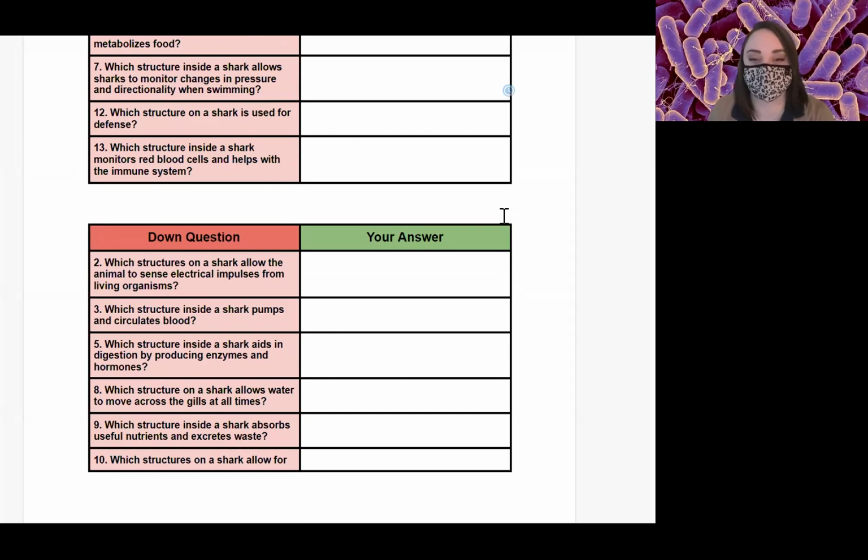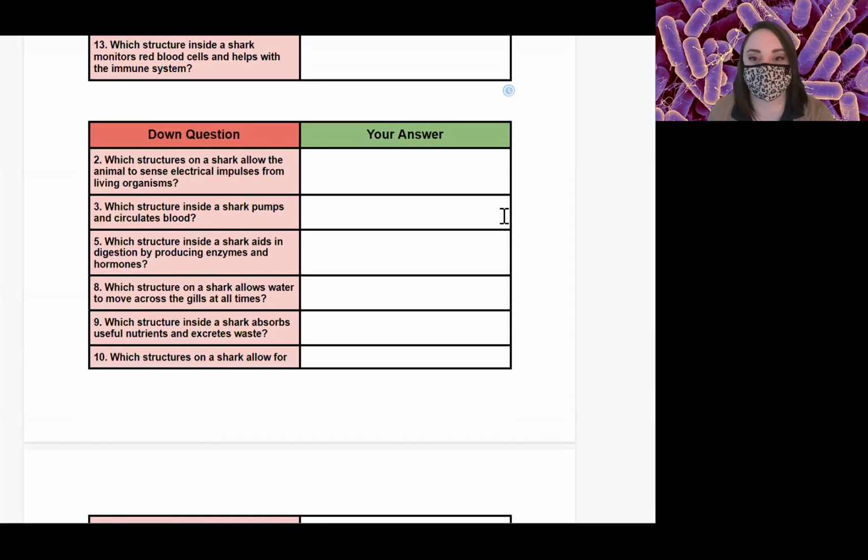All right, now we're gonna look at the down portion. So two down, which structures on a shark allow the animal to sense electrical impulses from living organisms? Good, the ampulla of Lorenzini. Three down, which structure inside a shark pumps and circulates blood? The heart. 5 down. Which structure inside a shark aids in digestion by producing enzymes and hormones?